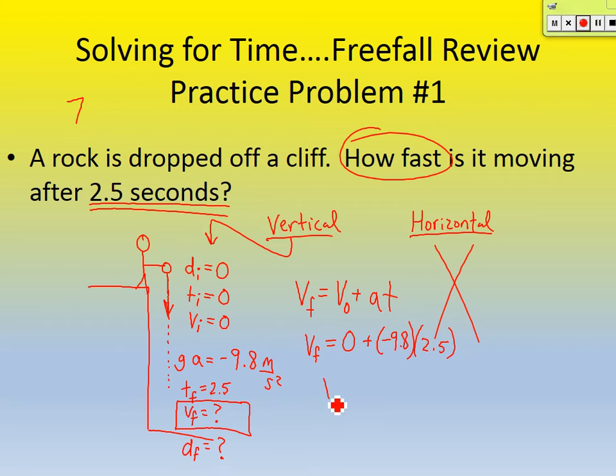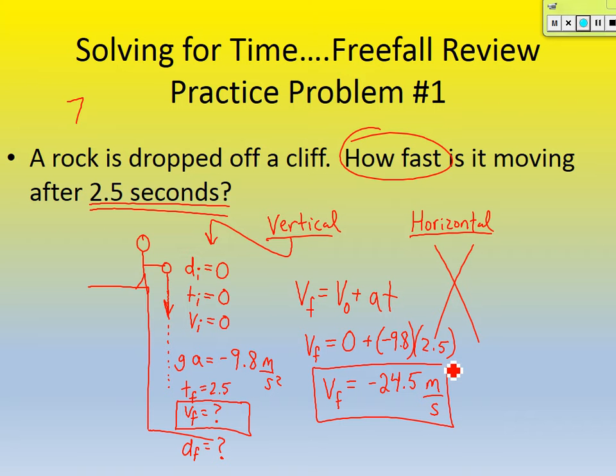Okay? And so if we simplify this equation, velocity final is going to be equal to a negative 9.8, let me put that in my calculator, times 2.5. And you're hopefully getting this answer. It's a negative 24.5, and the units for velocity are meters per second.